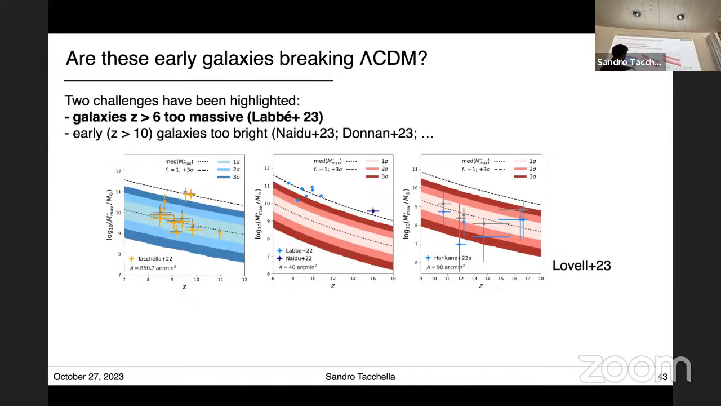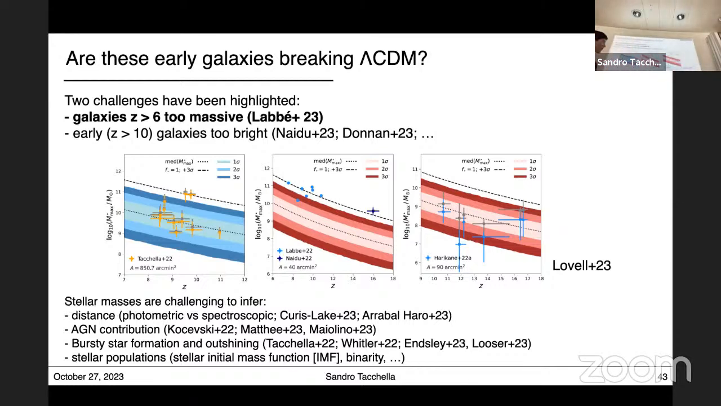And what you can see is that in these early works by Labbé and Naidu, we found that these galaxies are indeed very, very massive for their redshifts. And you can see that they are basically lying on or above this line, which means that you need more baryons than you really have in the universe to produce these massive galaxies. And so then, of course, the question is, well, should we change lambda CDM? And I think my answer would be no, because there are so many challenges when we infer stellar masses at these high redshifts. So first of all is the distance. Okay, so these early claims are all based on photometric data. And we know already that this galaxy at redshift 16 actually moved to redshift 4 point something, around redshift 5.